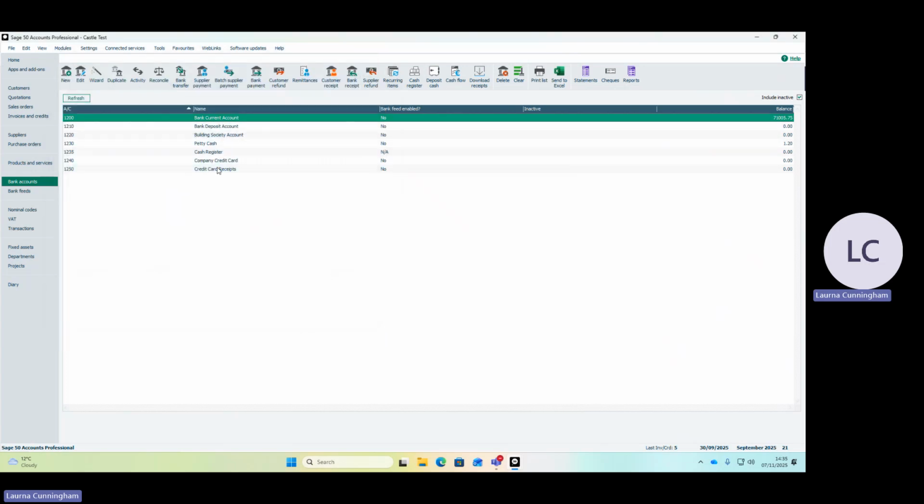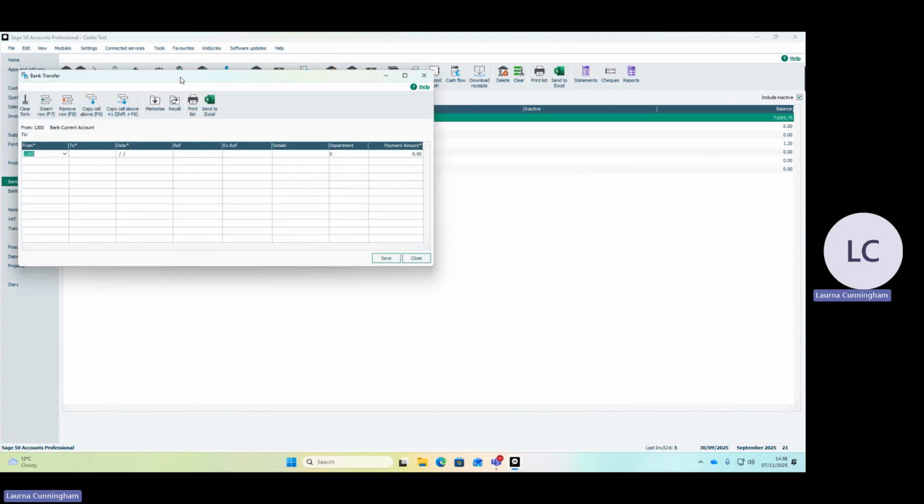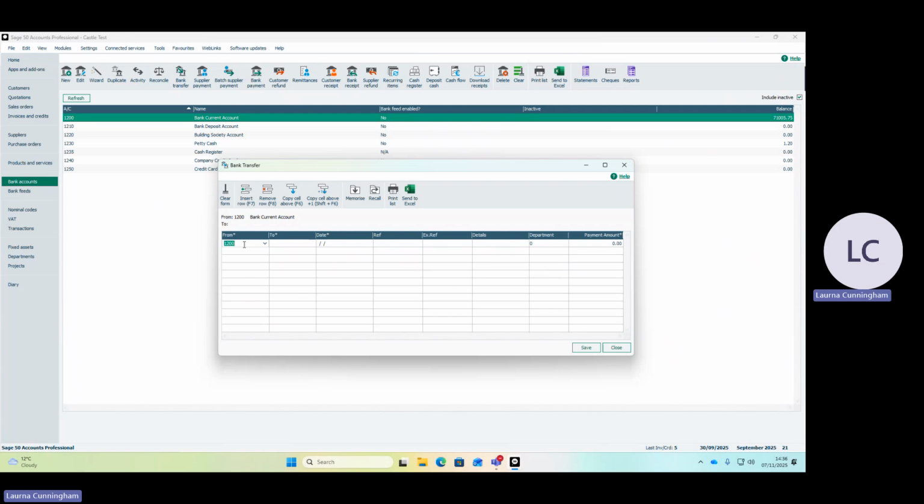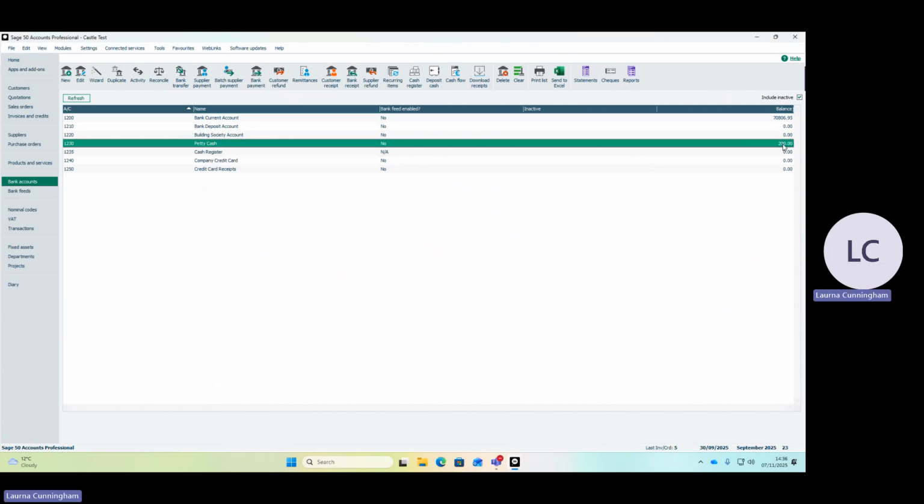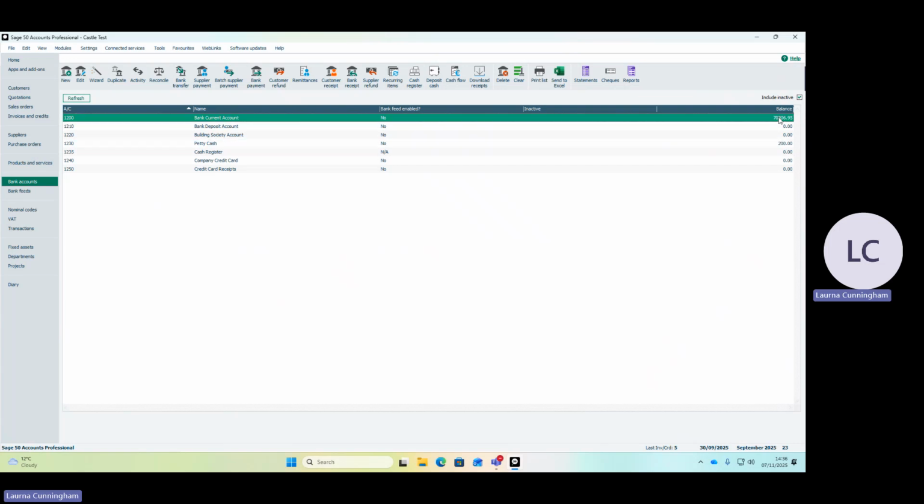So to do that, I click once on my bank account to highlight it, and I say bank transfer. I'm saying to it, from my current account 1200 to my bank account petty cash 1230 on the 30th of September, we want to move 198.80. And we say save. You see in the background there, my petty cash account now has 200 and my bank account has been reduced by that 198.80.